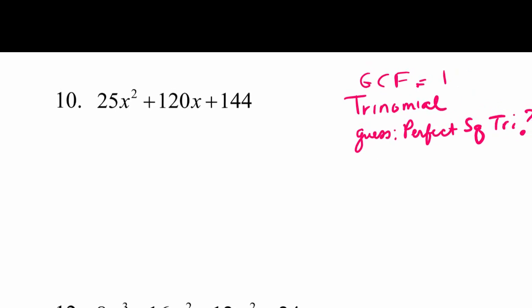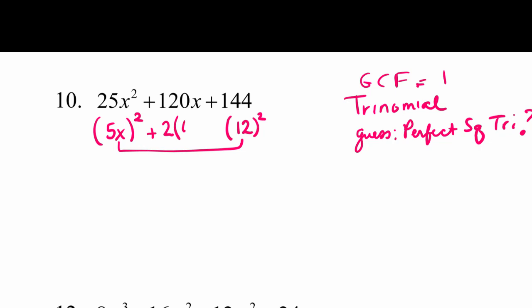What did we square here? We squared a 5x, okay? And what did we square to get a 144? We squared a 12. And we have to check the middle term. So the middle term would have to be double these two terms multiplied. 5x times 12, which is 60x. Okay, that's what we're checking.